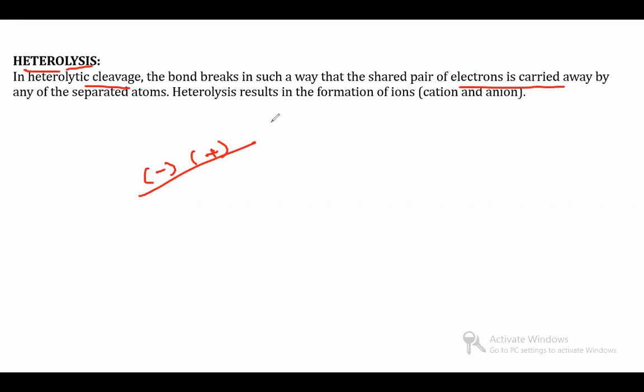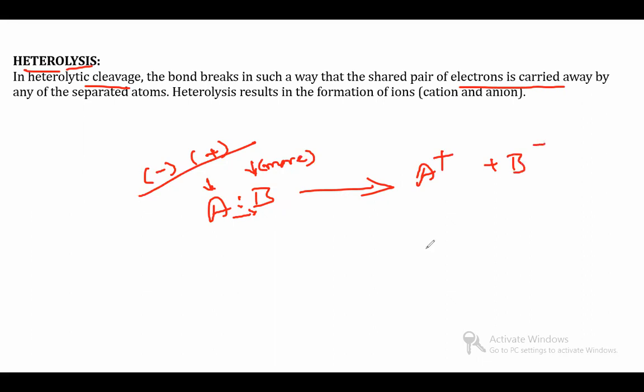Say AB is a molecule. In that, A and B, this AB is the substrate, an organic molecule. If, of the atoms A and B, either one is more electronegative, say B is more electronegative than A, then the shared pair of electrons shifts towards B, and it forms A plus and B minus, right?